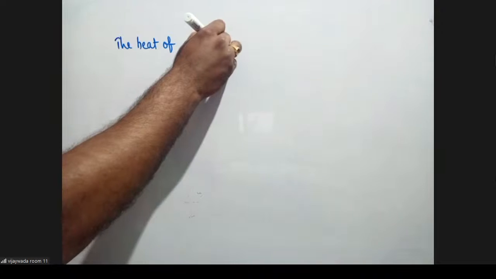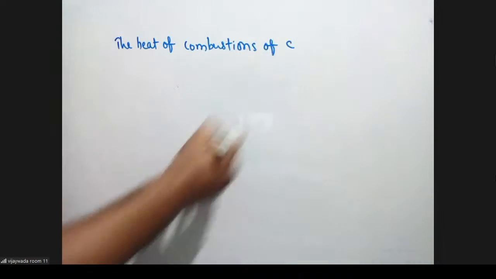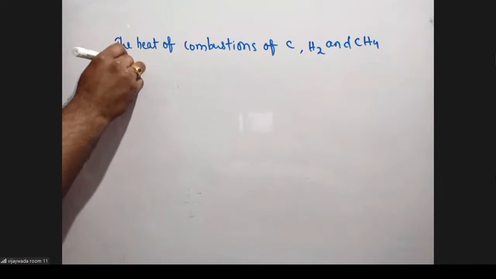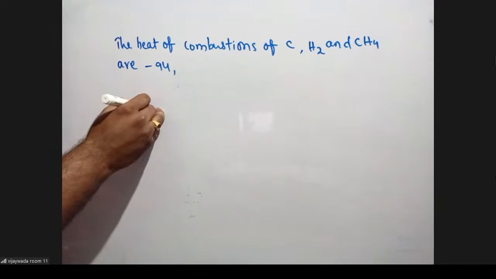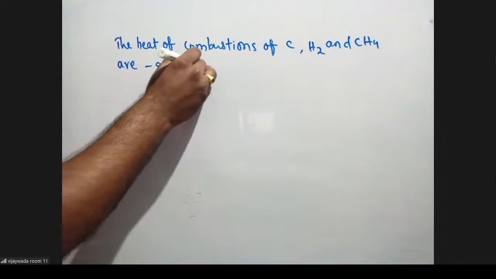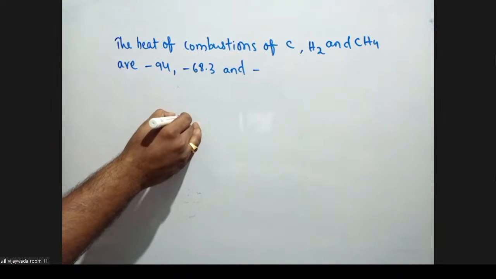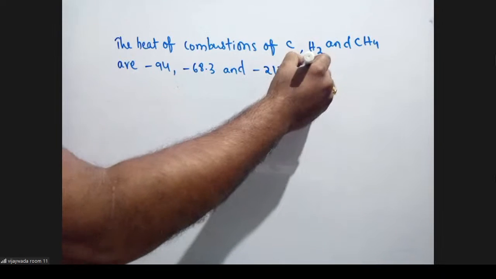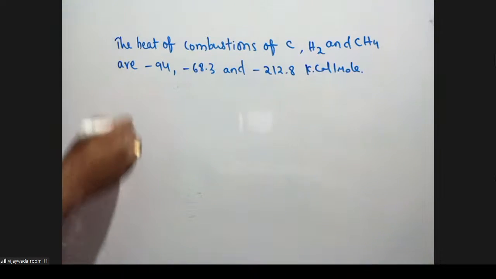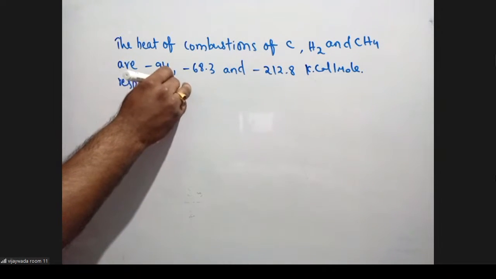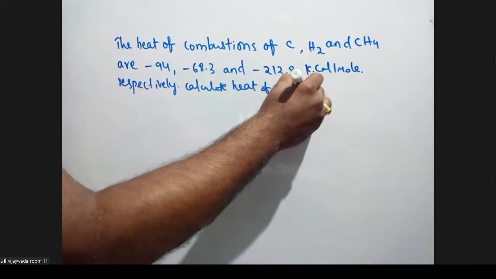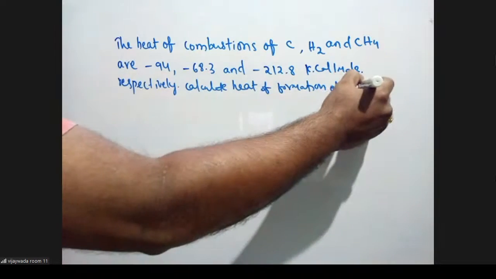The heat of combustions of carbon, hydrogen, and CH4 are minus 94, minus 68.3 and minus 212.8 respectively, kilocalories per mole respectively. Calculate heat of formation of CH4.